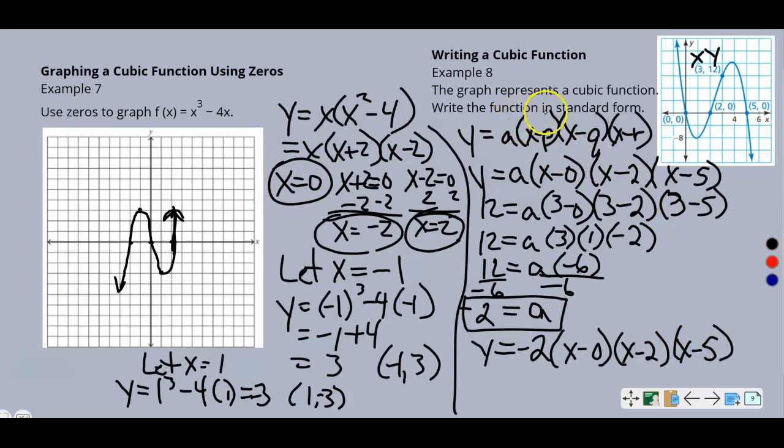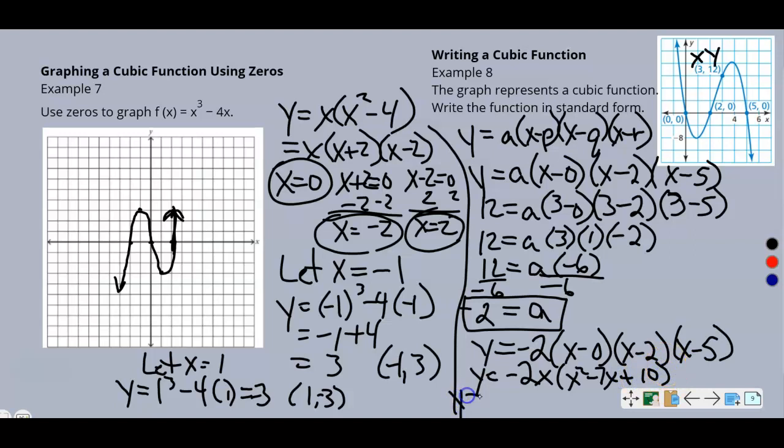Now it says the graph represents a cubic function. Write the function in standard form. So once again, we got to put this in standard form, which means we have to multiply it all out. All right, running out of room here, but I'm going to try. All right, so I've got negative 2. X minus 0 is the same as x, so it's just going to be negative 2x. And then I'm going to multiply these two binomials together. So x times x is x squared. Minus 5x and minus 2x is minus 7x in the middle. And then negative 2 times negative 5 is plus 10.